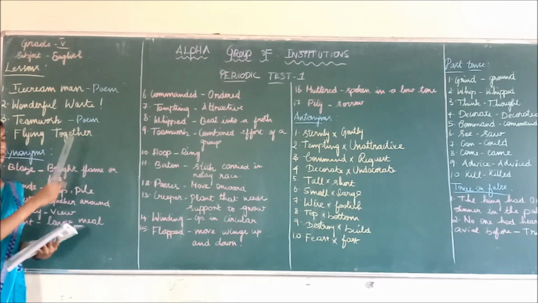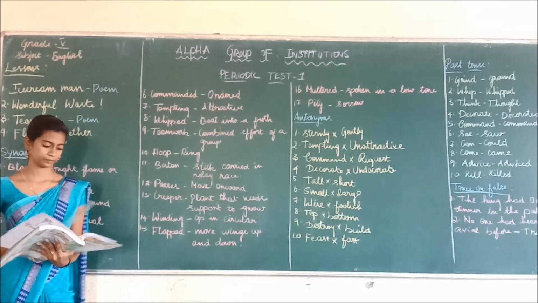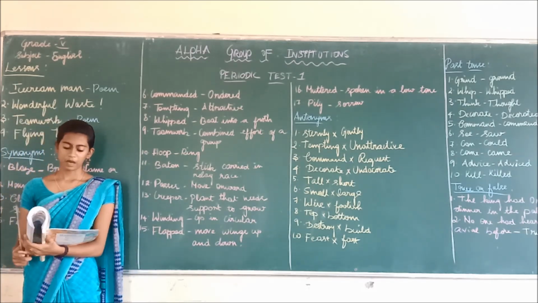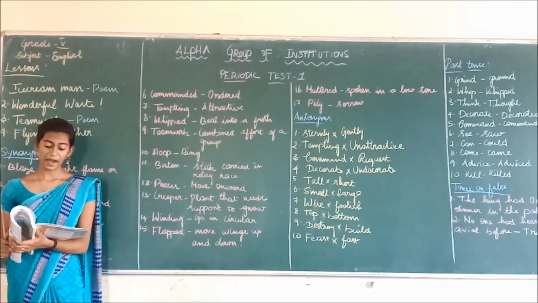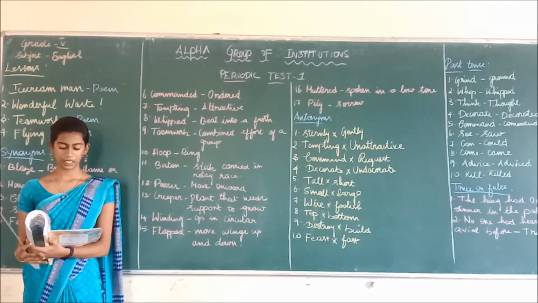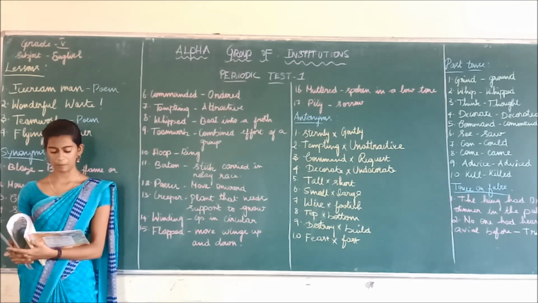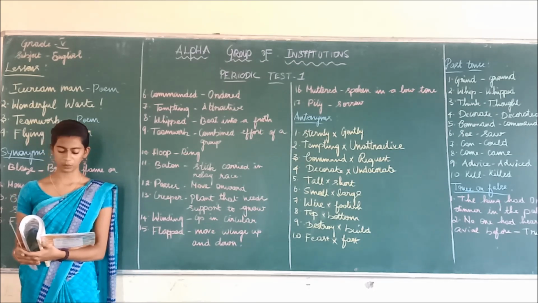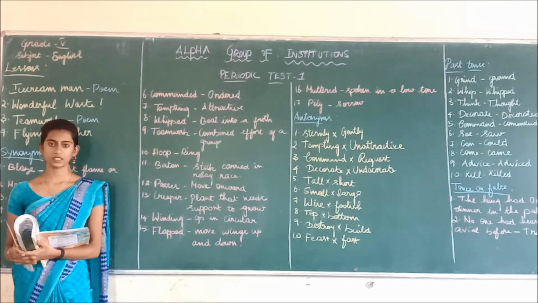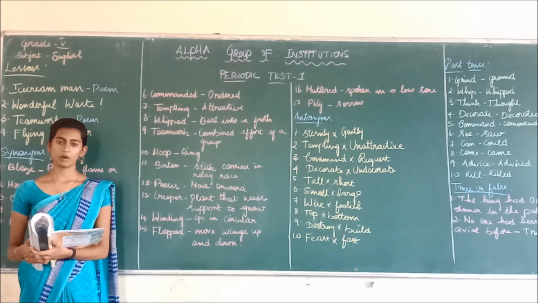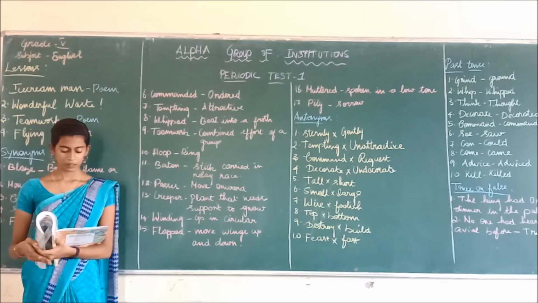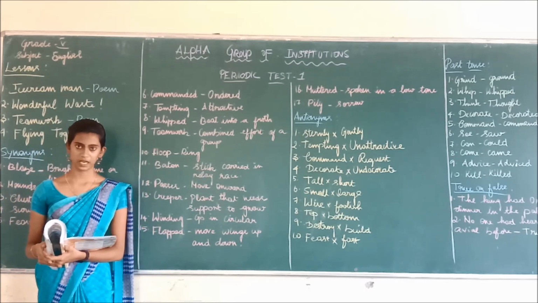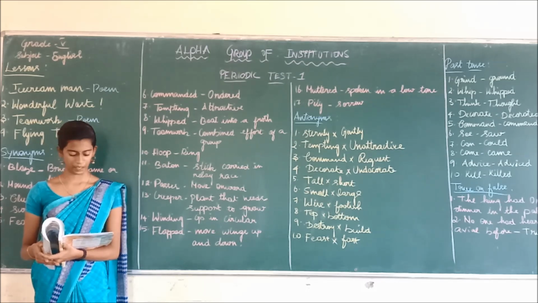Next one, Wonderful Waste is the prose. The Maharaja of Travancore gathered a grand dinner in his palace. In the afternoon before the dinner, the Maharaja entered the kitchen to survey the dishes. So the Maharaja of Travancore is planning what? To give a dinner in his palace. Okay. So he is going to the kitchen to see what is happening.